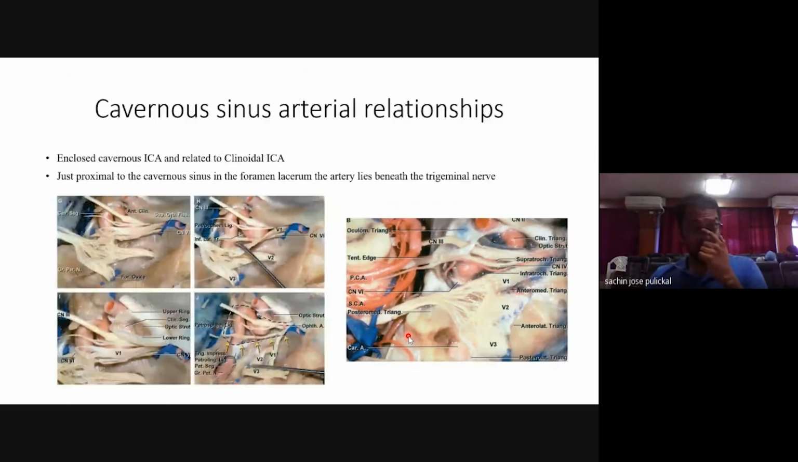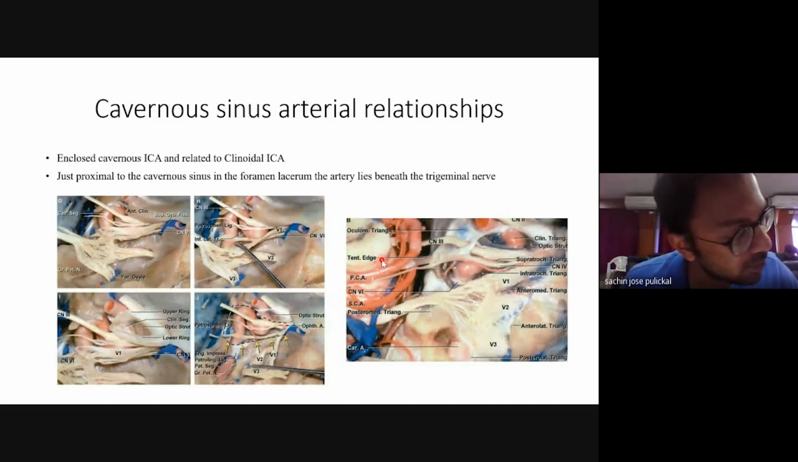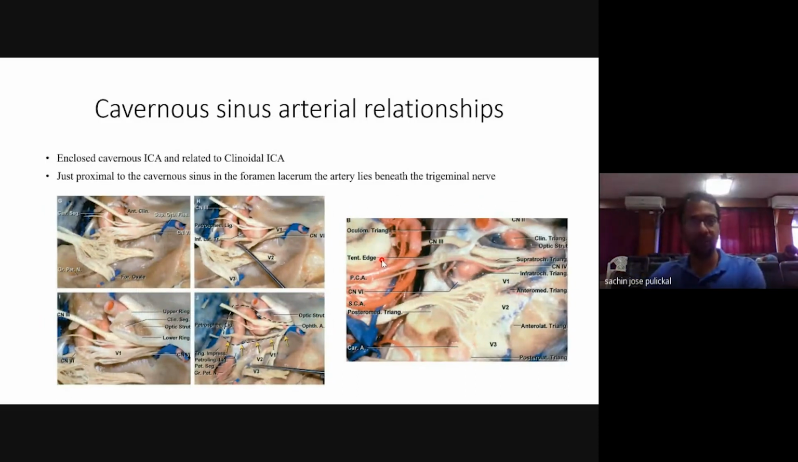So that brings us to the neural relations. We're running almost 10 minutes late, so I'll speed it up. Cavernous sinus arterial relations are quite easy because the only artery coursing in the cavernous sinus is the ICA. You just have to understand how the ICA enters the cavernous sinus. The ICA courses along the petrous bone here, which has been removed to show this, and it courses medial to the petrolingual ligament to enter the cavernous sinus from the foramen lacerum.